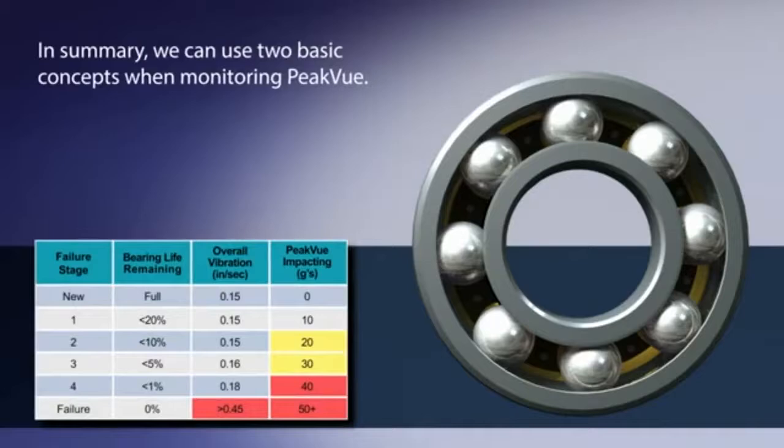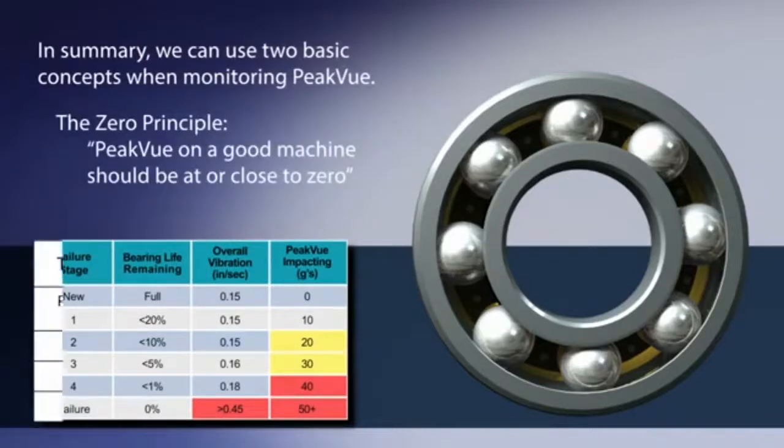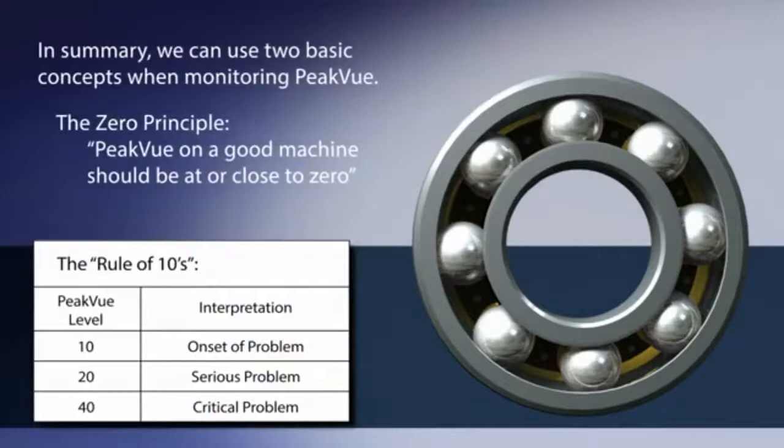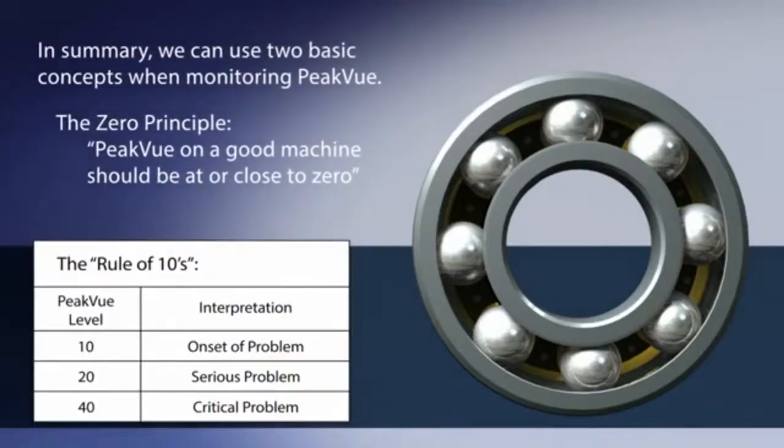In summary, we can use 2 basic concepts when monitoring Peakvue. The 0 principle: Peakvue on a good machine should be at or close to 0, and the rule of 10's.